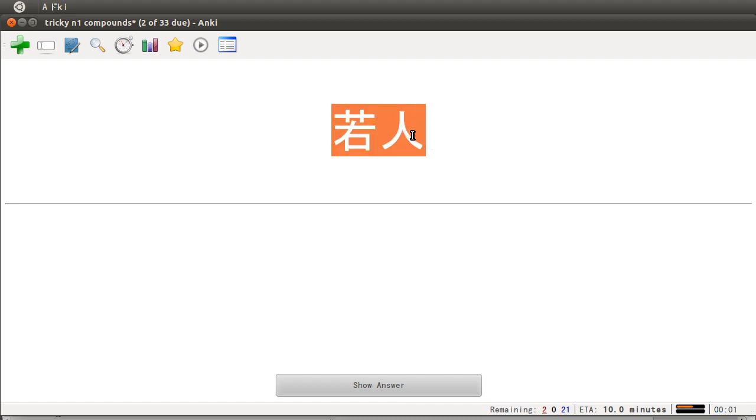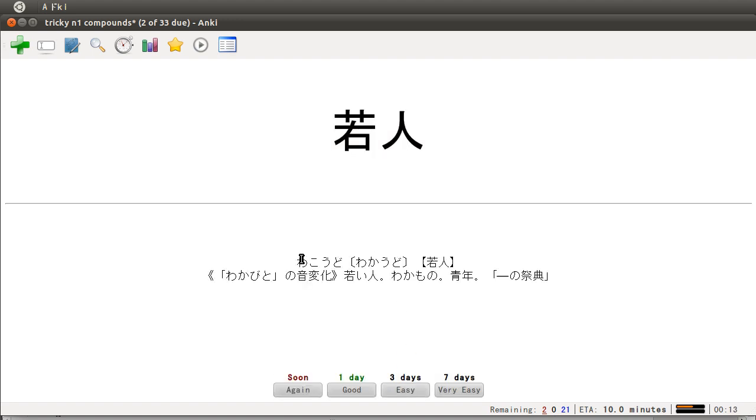Next one, I'm not sure how this one's read. I went over it a few days ago. I think this is read wakaudo. Wakoudo. Yeah, as I said, sometimes when you have hito at the end, you get udo or uto. This one's wakai, right? But here it's read wako. Wakoudo. And this means young person, as you might think. Wakamono, as it says here.